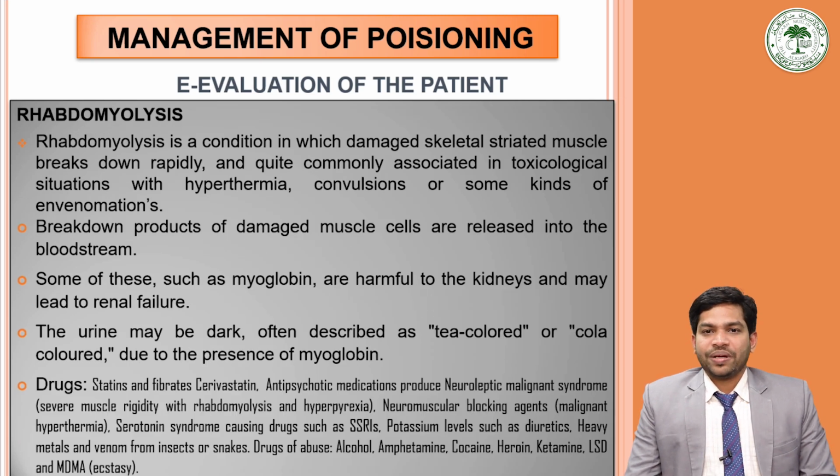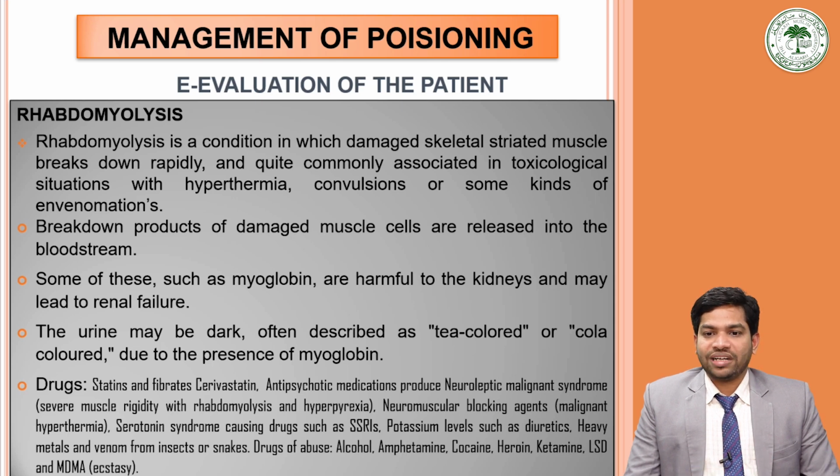Further, the management and the details about rhabdomyolysis. Rhabdomyolysis, that is, breakage of the muscle, lysis of the muscles, is a condition in which the damaged skeletal striated muscles break down rapidly. It is quite commonly associated with toxicological situations with hyperthermia, convulsions, or some kind of envenomations. Envenomation, as you will be knowing, that the musculotoxic snakes are there.